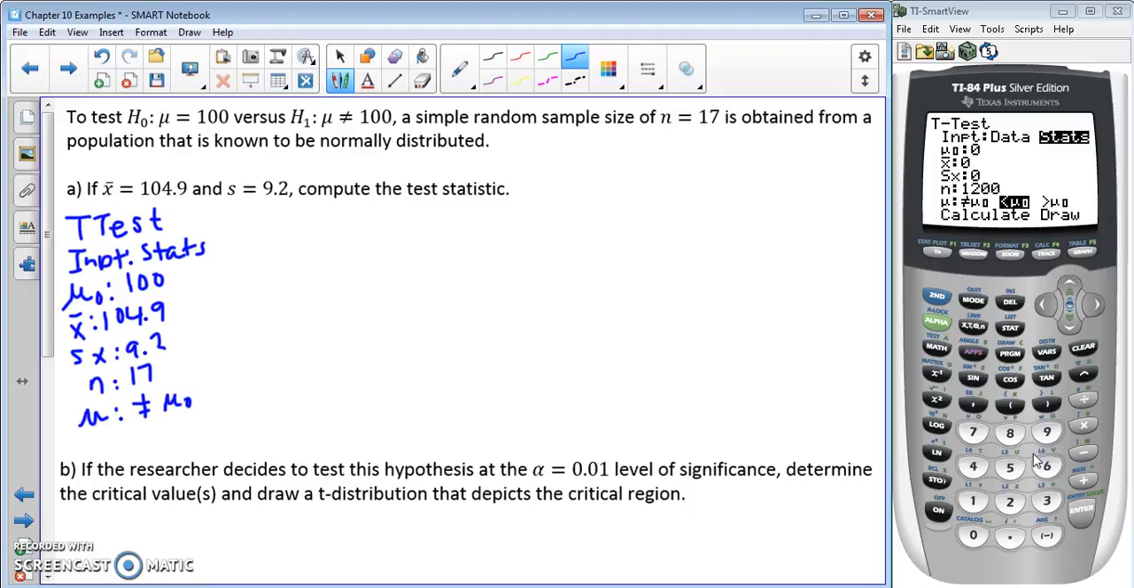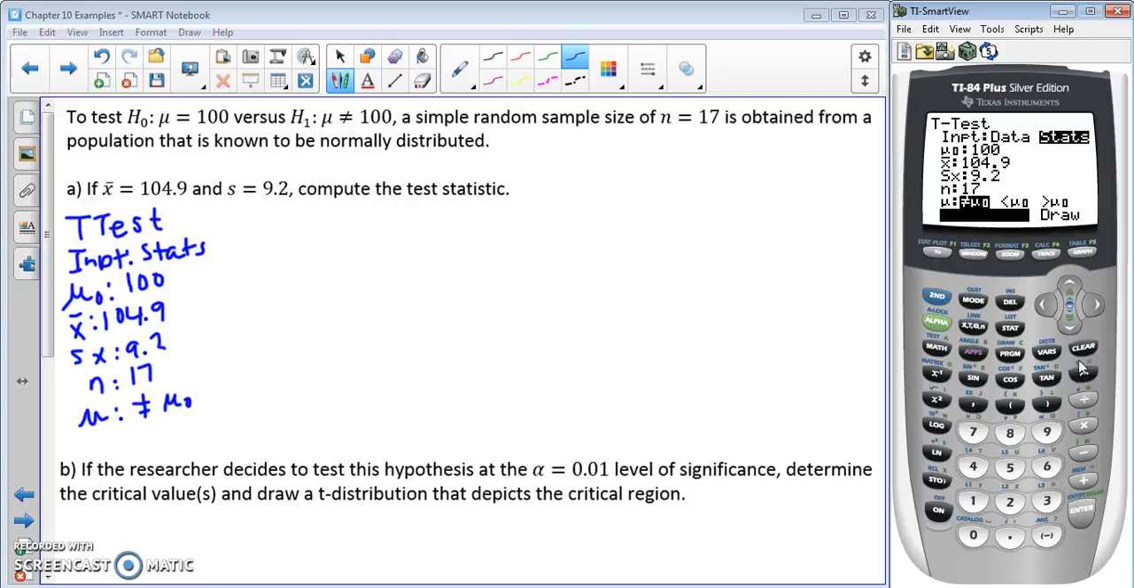So let's type in our information. So we have 100, 104.9, 9.2, 17, and then not equal to. And then we're going to press calculate.